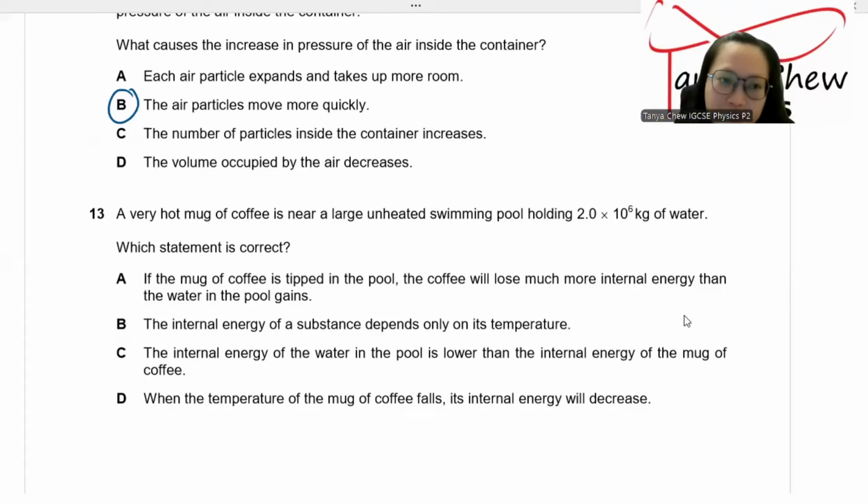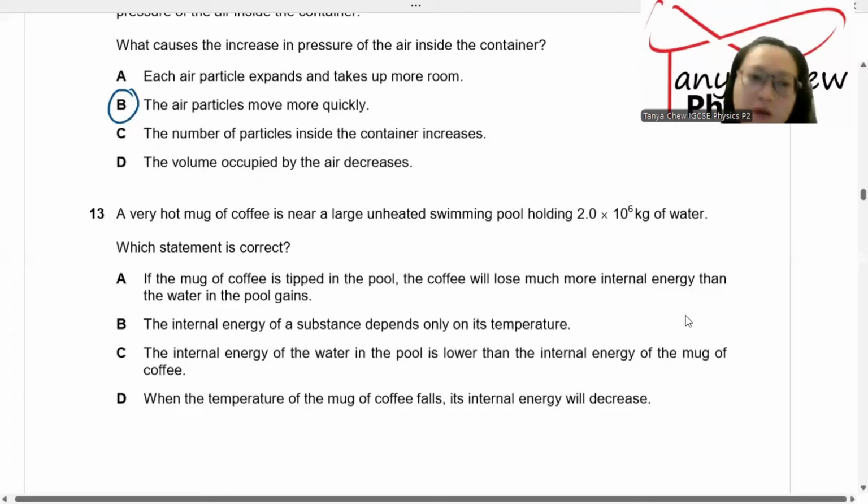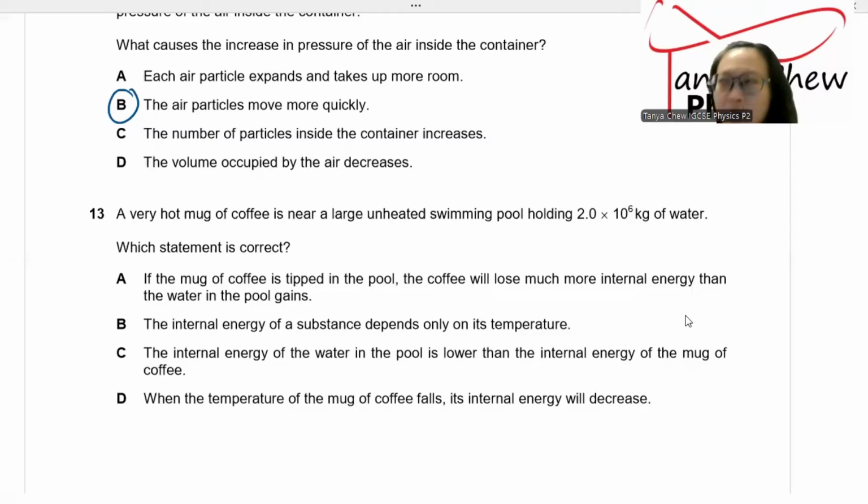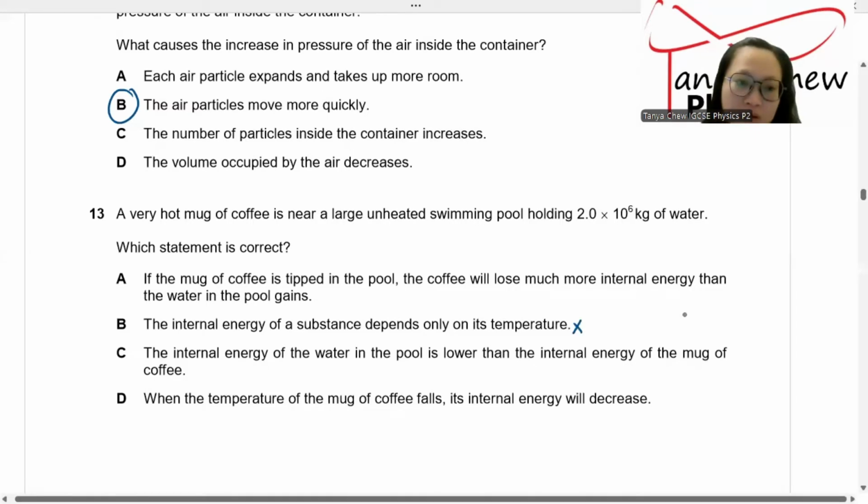Now, let us look at A. If the mug of coffee is tipped into the pool, the coffee will lose much more internal energy than the water in the pool gains. Sounds a little bit confusing, but no problem. We move on to B. Internal energy of a substance depends only on temperature. No, it doesn't depend only on the temperature, but also on the specific heat capacity and the mass as well. So B, I can confirm that this is wrong.